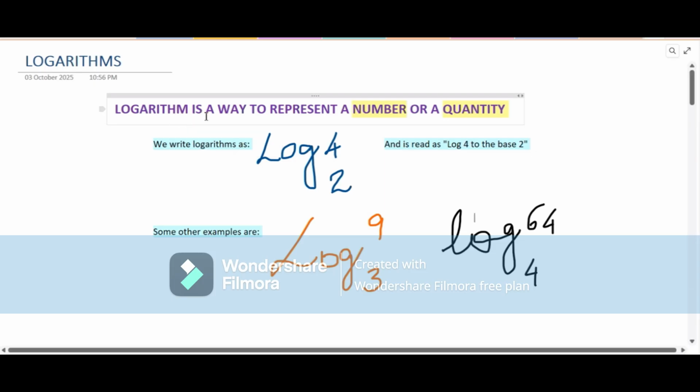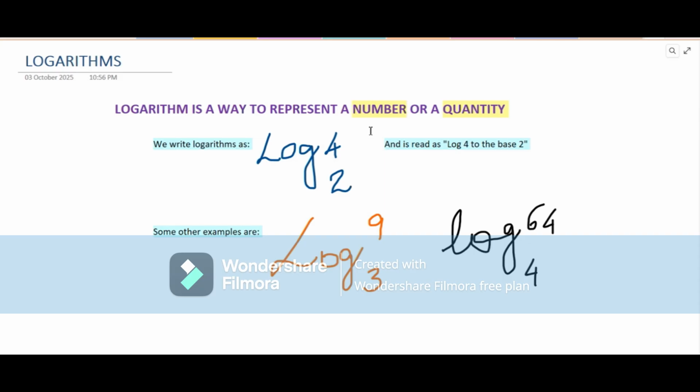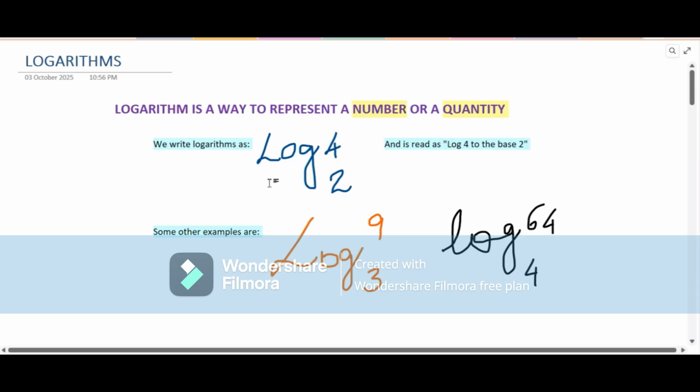So, logarithm is nothing but a way to represent a number or a quantity. Say for example, you're saying two apples. The two here is representing the quantity of the apples. In the same way, logarithm, which is written as log, has two numbers. On the top there is 4 and to the bottom it is 2. It is read as log 4 to the base 2. So it basically gives a value. We're gonna find out what that value is in a moment.